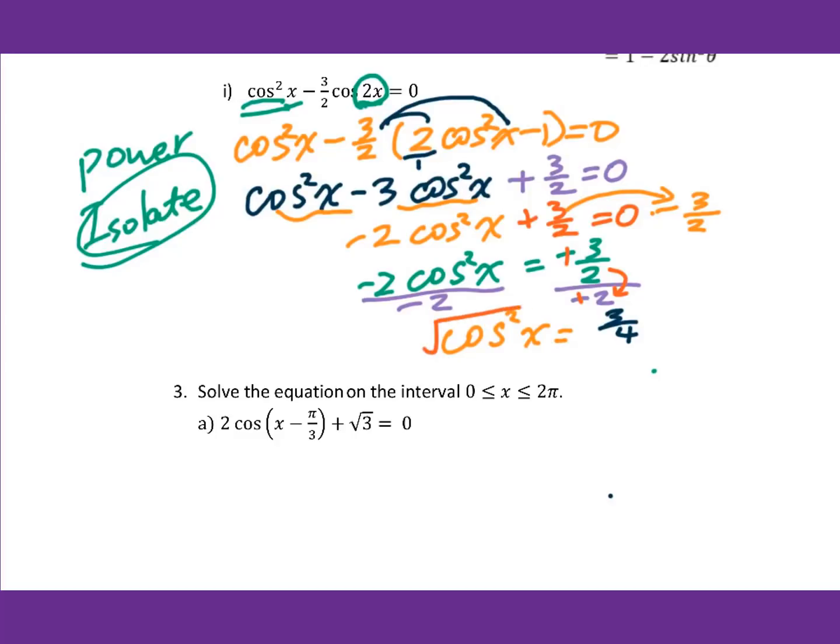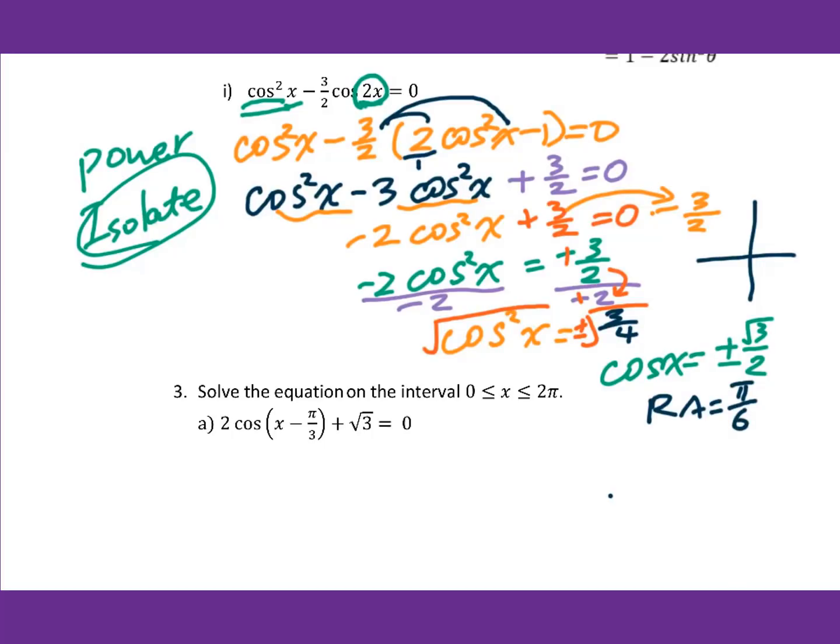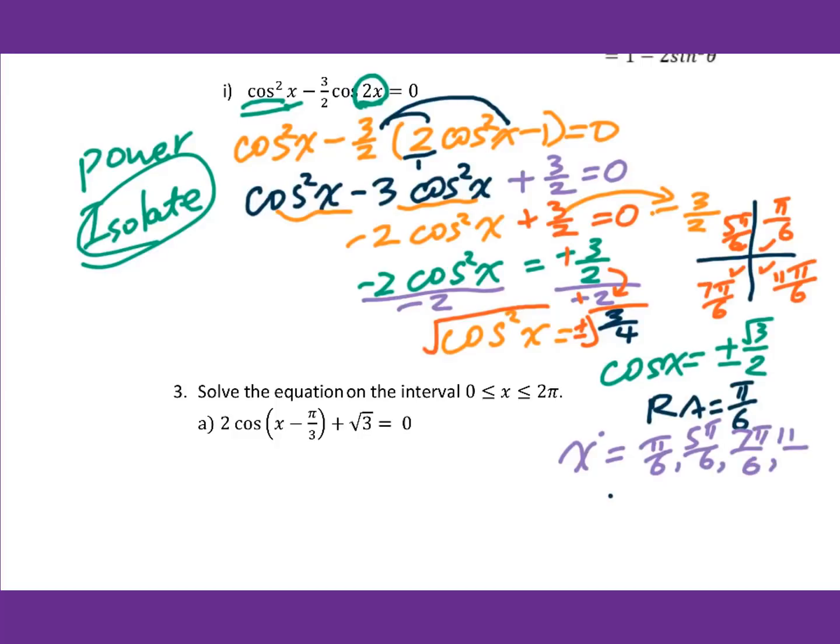Then square root both sides. Don't forget plus or minus. Therefore, we got cosine x equals plus or minus square root of 3 over 2. Then we go to diagram. Your reference angle, that's pi over 6. Go to all 4 quadrants because you have positive or negative. Then you got pi over 6, 5 pi over 6, 7 pi over 6, and 11 pi over 6. Therefore, your solution x equals pi over 6, 5 pi over 6, 7 pi over 6, and 11 pi over 6.